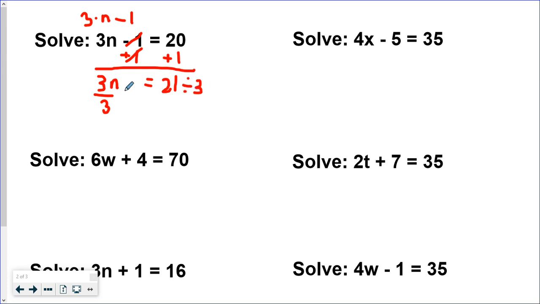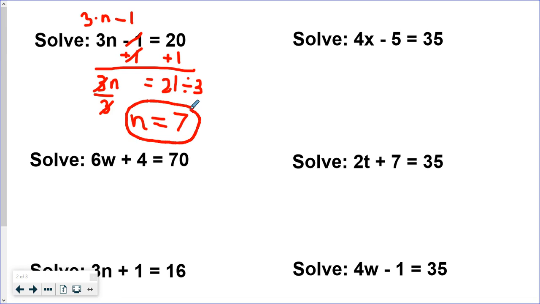And by doing that, 3 divided by 3 is 1. So those two cancel. So now I'm left just on that side with the letter n. And now n is going to equal 21 divided by 3, and 21 divided by 3 is 7. And so 7 should be the right answer.